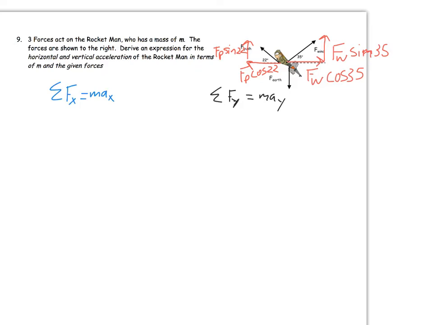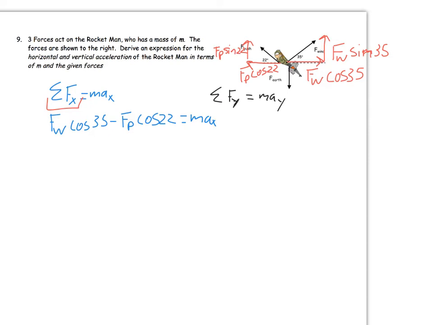Once I have that, I'm going to my trusty max and may. So in the x direction, the forces I have are the force of the wind times cosine of 35 minus the force of the push, and I'm subtracting it because it's going to the left. Using that standard sign convention, things going to the left and down are negative, right and up are positive. So that's what I have for the sum of my forces. I've replaced, remember that's always our goal, replacing that left side of the equation. And so that's going to be equal to m, the mass of the rocket man, times his x acceleration.